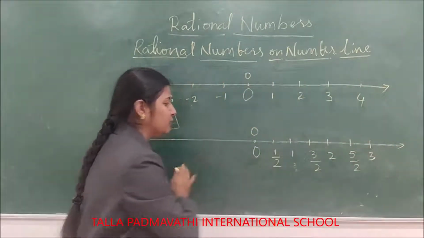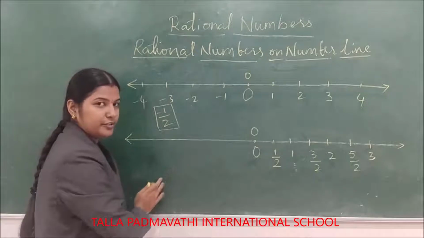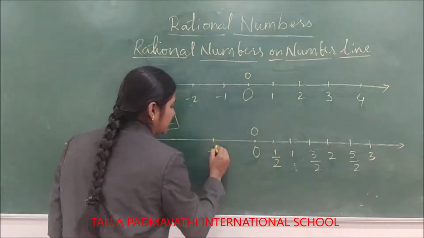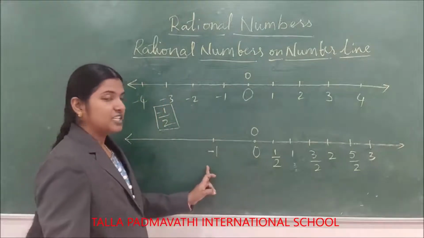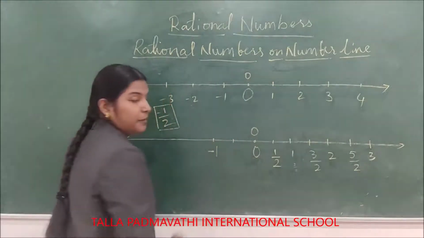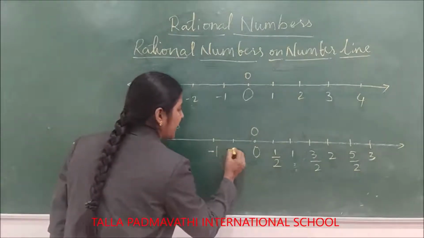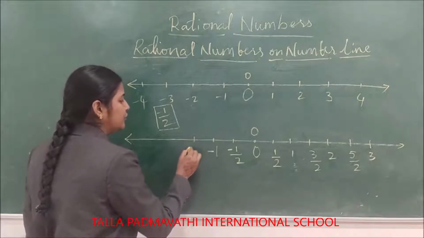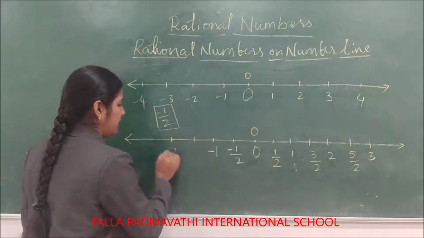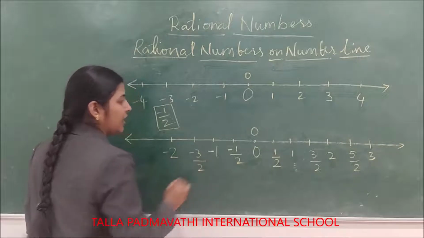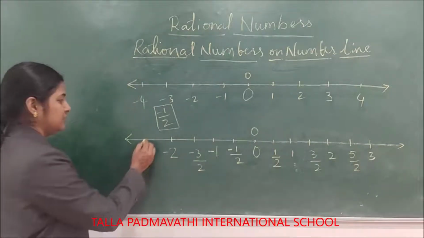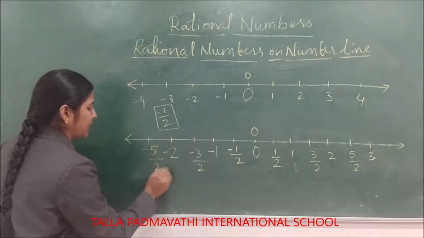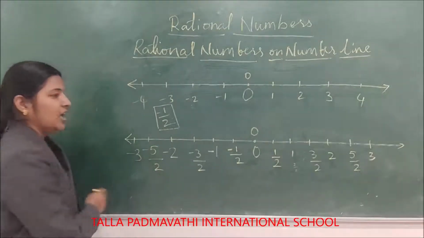It goes on. Now towards the left side of the 0, we are going to represent the negative rational numbers. So see here children, suppose this is -1, again from 0 to -1, we need to make 2 equal parts. So this is represented as -1 by 2. Then -2 by 2, and we will be getting this as -3 by 2, and here -5 by 2, and here it's -3 and so on.